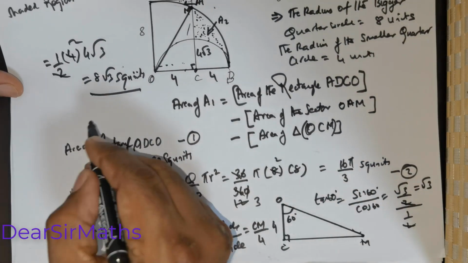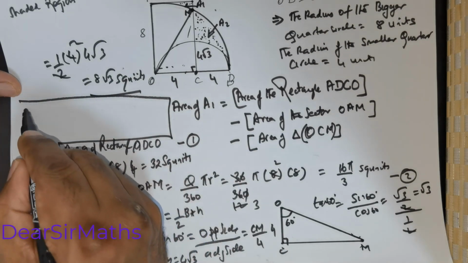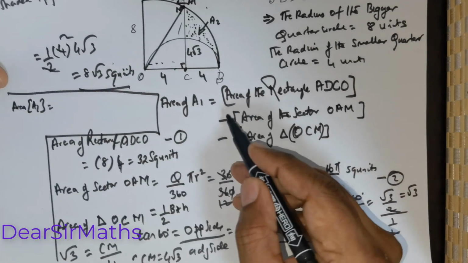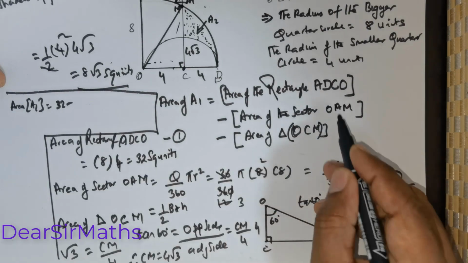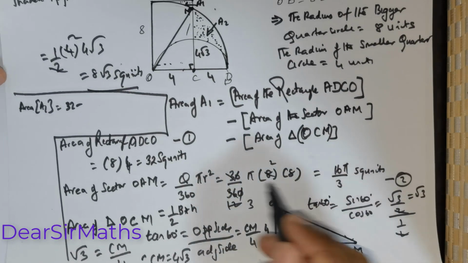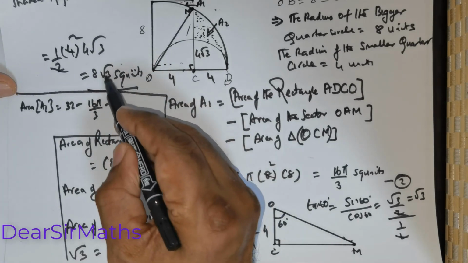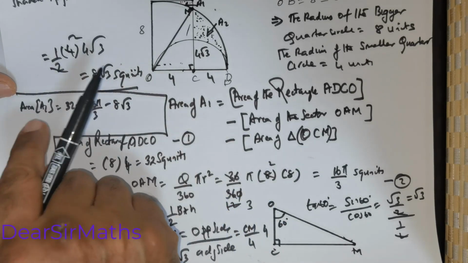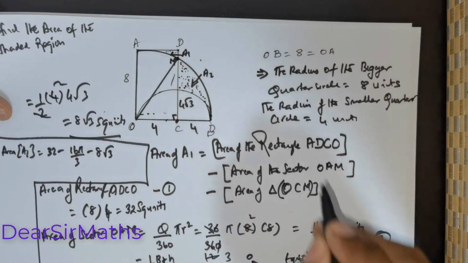Now you have to take all these values and remove them to get the area A1. So I'm going to write this down here. So area A1 is equal to area of the rectangle. What is that? 32. Area of the sector 16 pi over 3 minus this quantity 8 root 3. So this is one area. We are not done yet. We need to get this area.